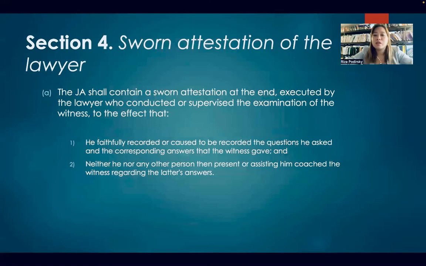Fourth is the sworn attestation of the lawyer. The judicial affidavit shall contain a sworn attestation at the end, executed by the lawyer who conducted or supervised the examination of the witness, to the effect that he faithfully recorded or caused to be recorded the questions he asked and the corresponding answers that the witness gave, and neither he nor any other person then present or assisting him coached the witness regarding the latter's answer.